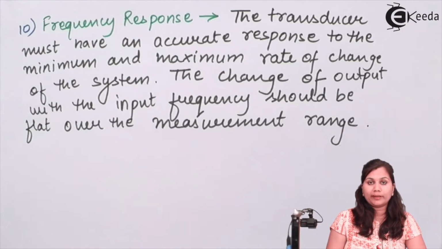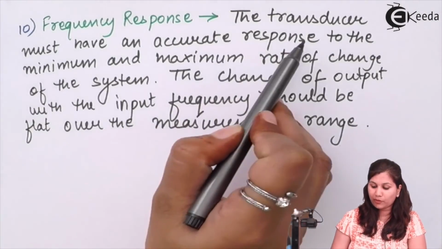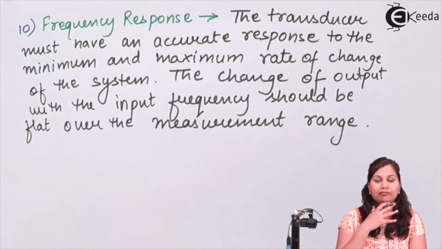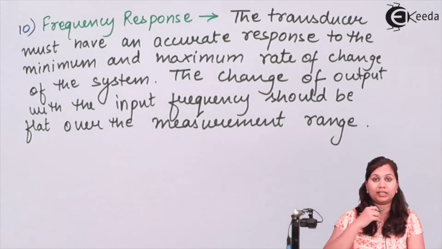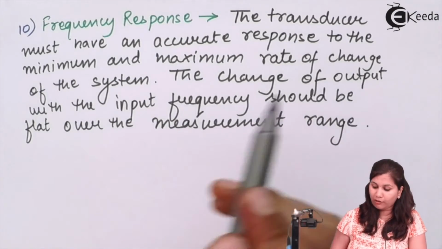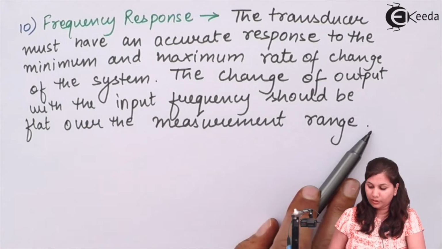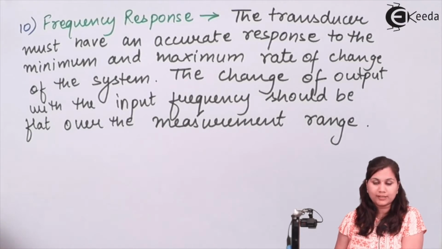Now, if we talk about the frequency response of a transducer, the transducer should have an accurate response to the maximum rate of change of the system. Meaning that when we make a maximum change in the output of the system, the transducer should give an accurate response to that change. The change of the output with the input frequency should be flat over the measurement range. This is the basic requirement expected from a transducer.